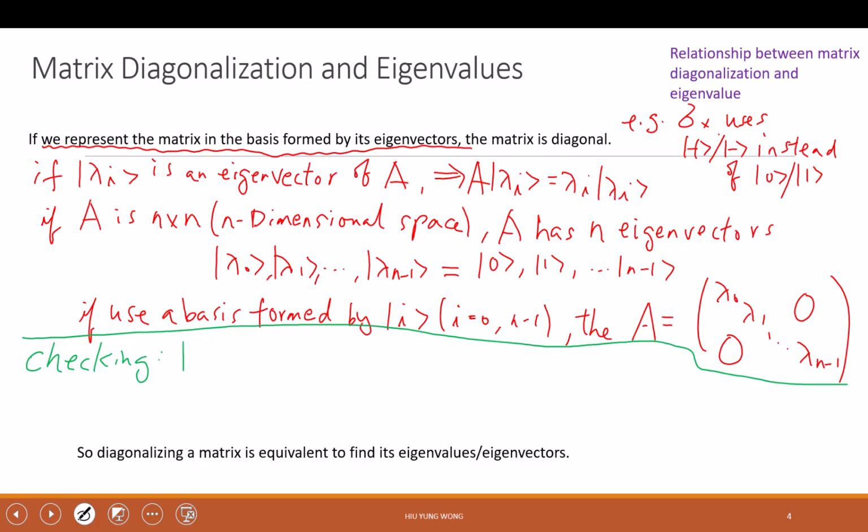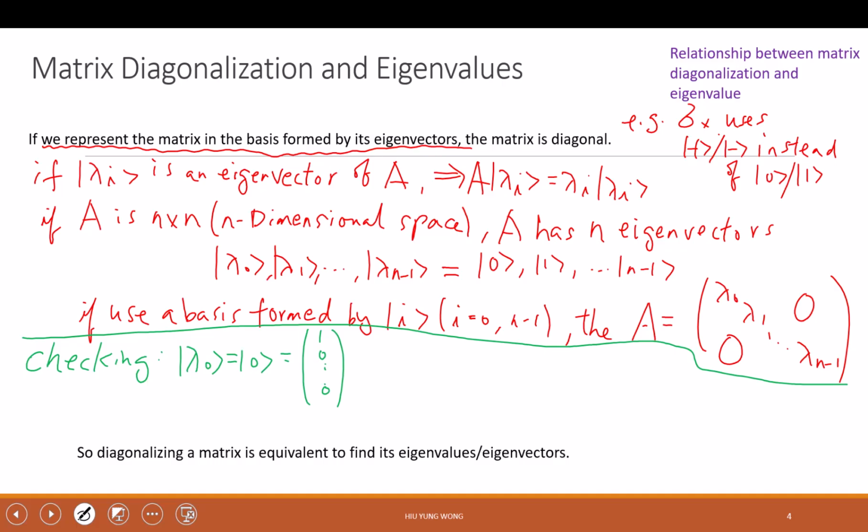When we write the eigenvector, we use the eigenvector as the basis vector. Now we write it in column form. How would it look? Maybe it's difficult to see. How about we start with this: how would lambda 0 look? 1, 0, 0, 0. Exactly, we have n dimensions.